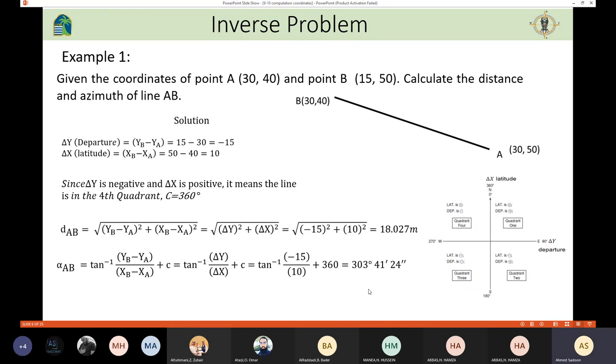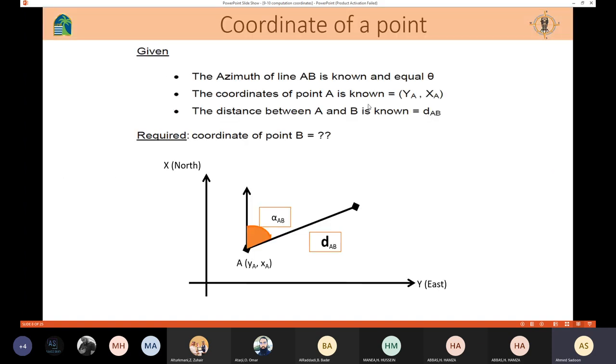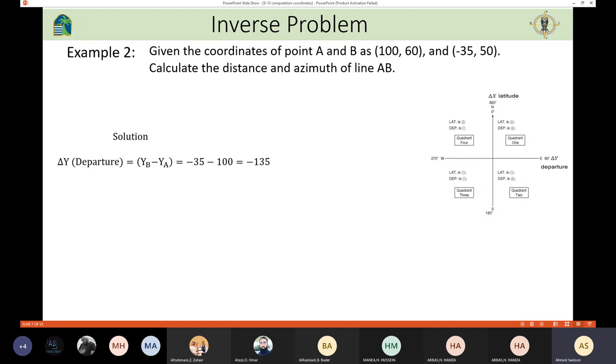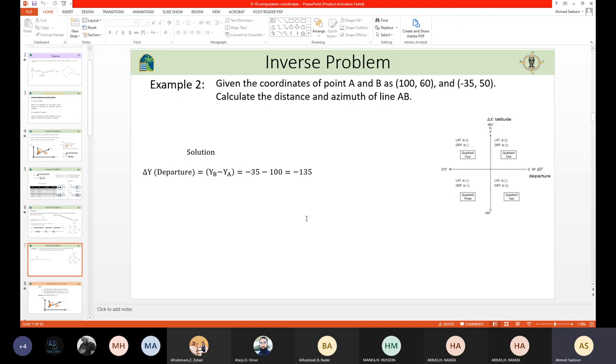Also, let's solve another example. In this example, we are given the coordinates of two points, point A and point B. The coordinate of point A is 160 and the coordinate of point B is minus 35 and 50. Again, you could draw the location of these coordinates roughly so that you will be able to determine the location of the line. Then we need to determine the departure and also the latitude. So here in this example, I think the example does not exist here.